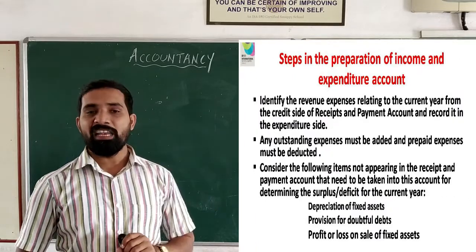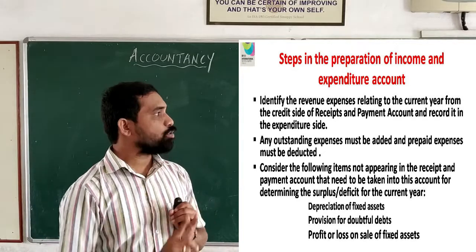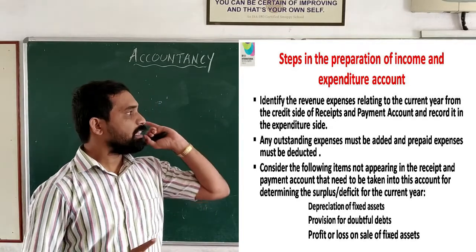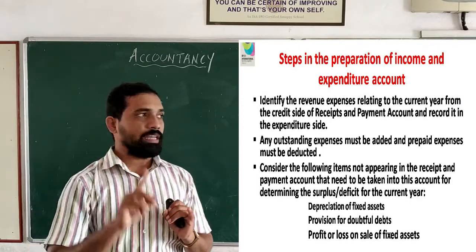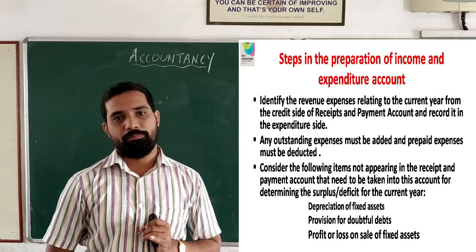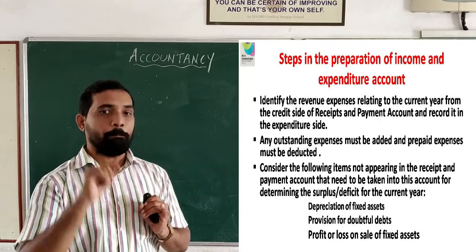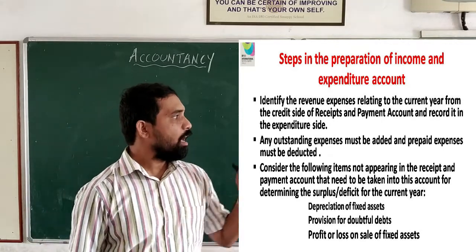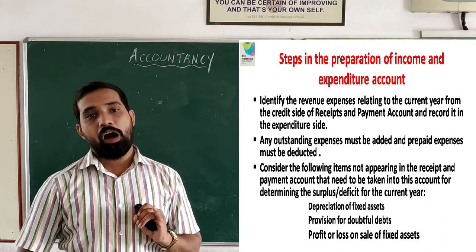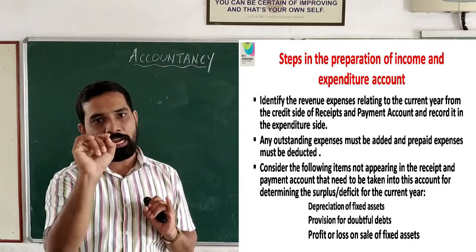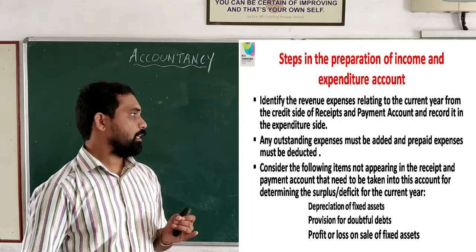And then the fifth point, identify the revenue expenses relating to the current year from the credit side of the receipts and payments account and record it in the expenditure side. And then any outstanding expenses must be added and prepaid expenses must be deducted.